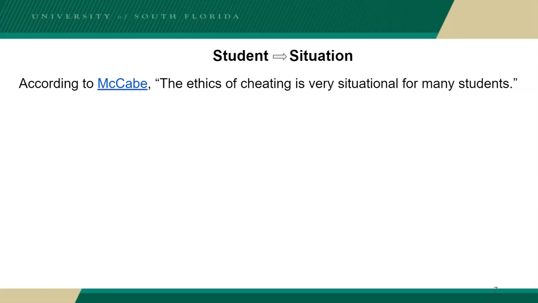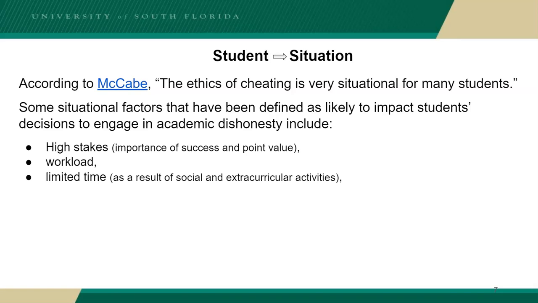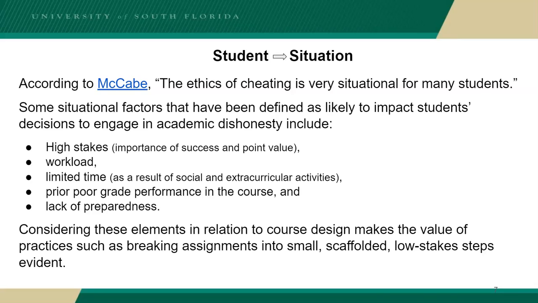According to McCabe, the ethics of cheating is very situational for many students. Some situational factors that have been defined as likely to impact students' decisions to engage in academic dishonesty include high stakes, workload, limited time, prior poor grade performance in the course, and lack of preparedness. Considering these elements in relation to course design makes the value of practices such as breaking assignments into small, scaffolded, low-stakes steps evident.